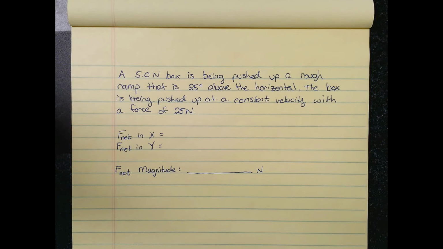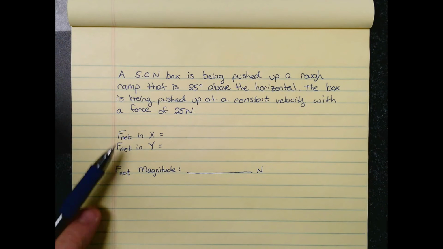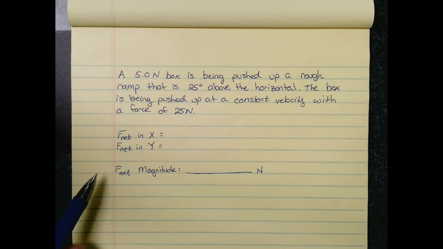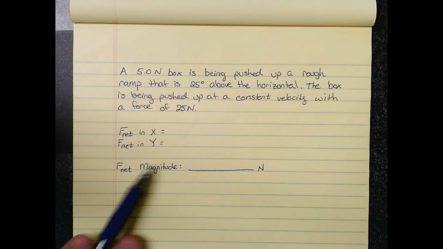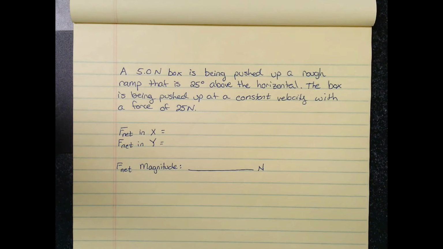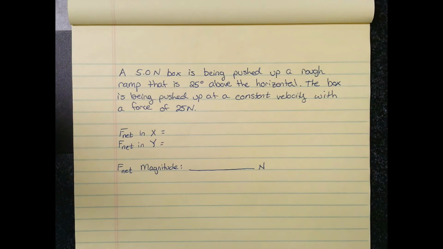A 5 Newton box is being pushed up a rough ramp that is 25 degrees above the horizontal. The box is being pushed up at a constant velocity with a force of 25 newtons. What we're trying to identify here is what is going to be the F net in the X direction, what is going to be the F net in the Y direction, and when all combined, what is the magnitude of F net total on this object, being the box.